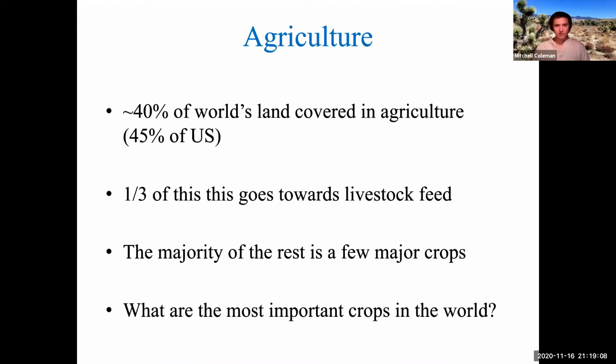And lastly, just to talk about modern day agriculture. If we think about modern day, not the Neolithic era, but today, about 40% of the world's land is covered in agriculture. About 45% of our land in the US is completely devoted to agriculture. And sadly, about a third of this goes directly just to feed livestock. So most of that land is just going directly into meats. But then the rest is grown for a few major crops. It's kind of interesting to think about.